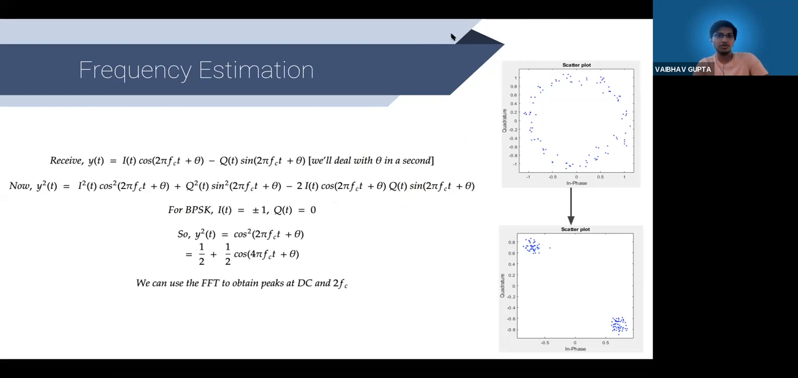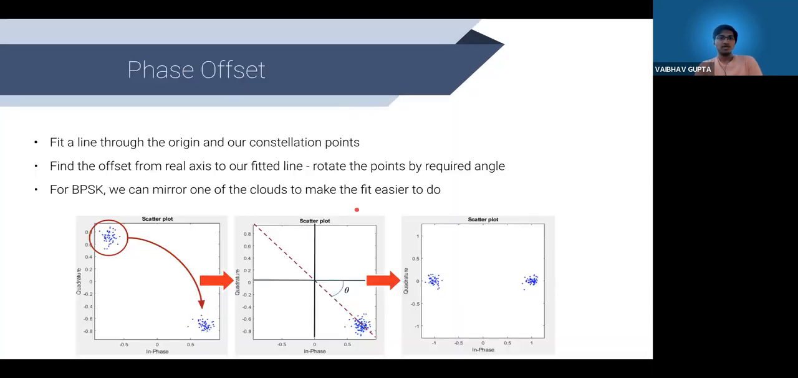Sweet. So yeah, you receive some amount of data, you do this, and that lets you estimate the carrier frequency. And using the corrected carrier frequency, you can then get these two noisy clusters that have some phase offset, which brings us to our next question, namely, how do we deal with this phase offset?